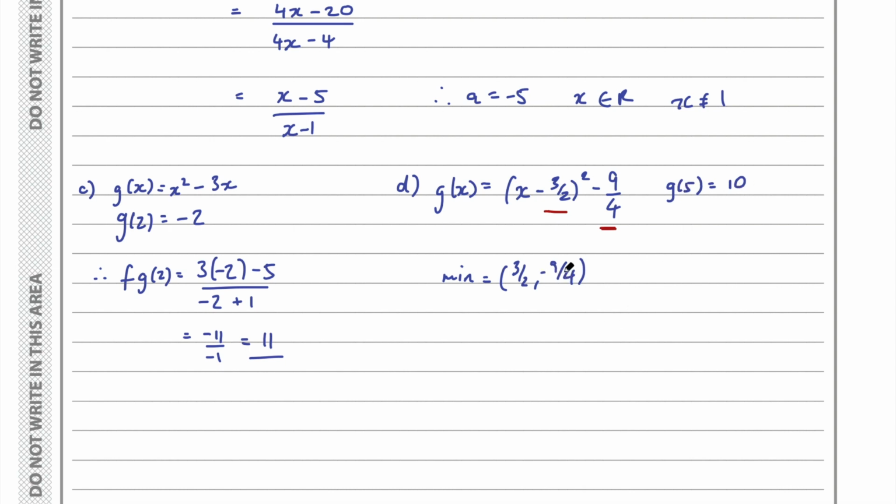The minimum is negative 9 on 4. So therefore we know the range. So we can say the range will be negative 9 on 4 less than or equal to g of x, and then g of x is less than or equal to 10. And that's for the domain where x is between 0 and 5. Okay, so that's the range.